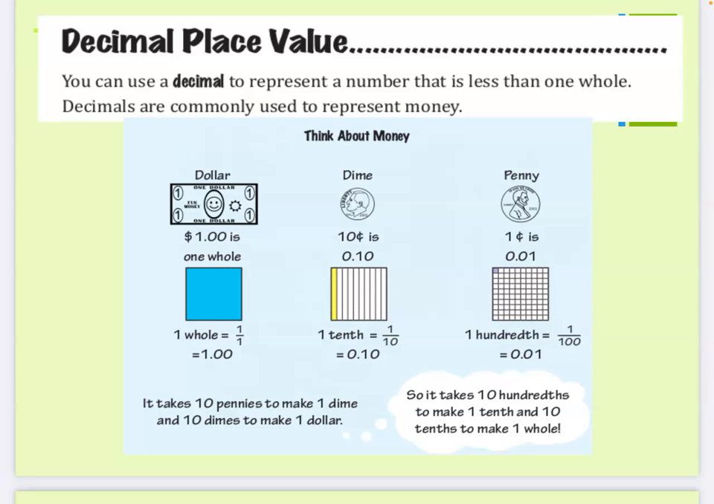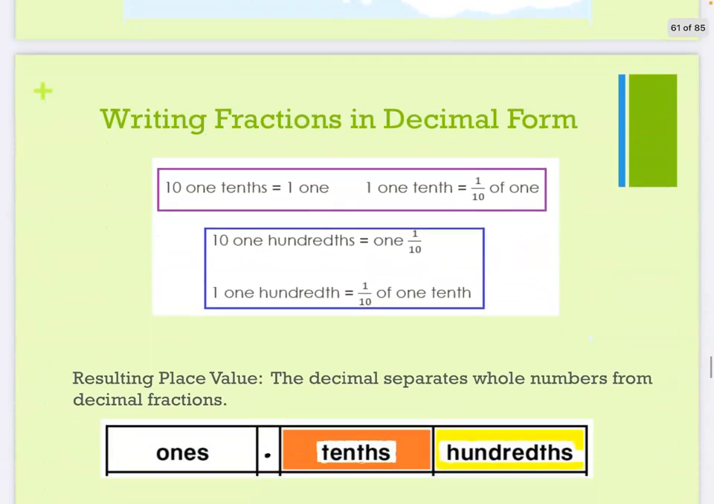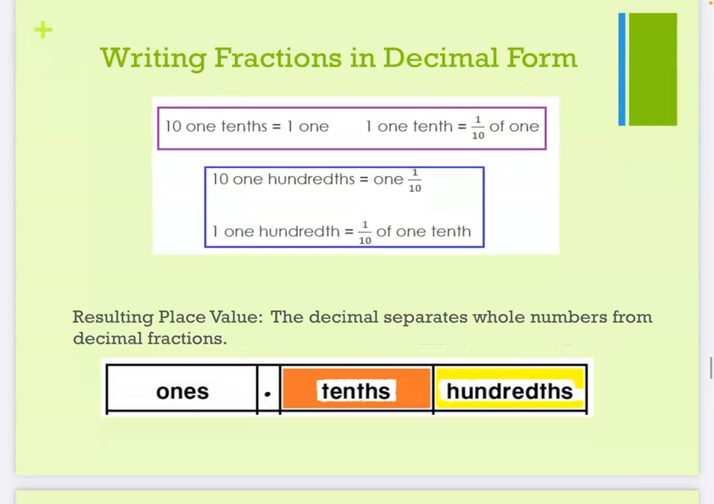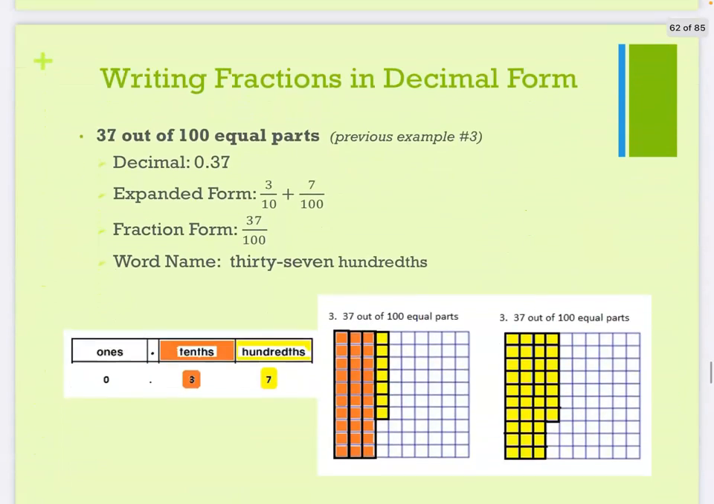It takes 10 pennies to make a dime. It takes 10 dimes to make a dollar. So it takes 10 hundredths to make 1/10, and 10 tenths to make 1 whole. We can write fractions in decimal form. It takes 10 1/10ths to equal 1, and 1 1/10 is 1/10 of 1. The decimal separates whole numbers from decimal fractions.